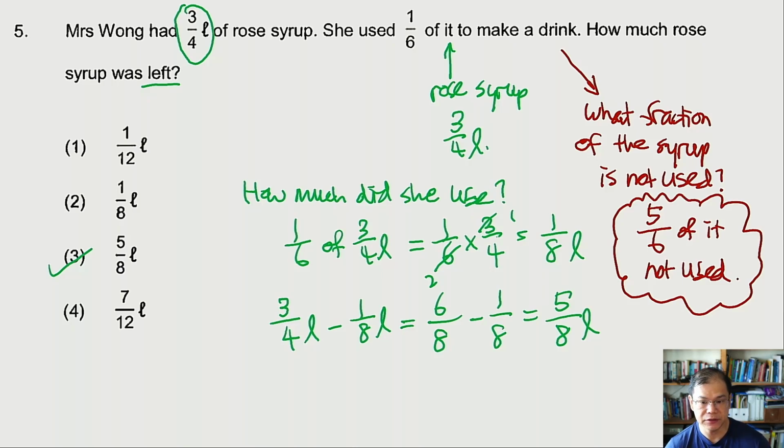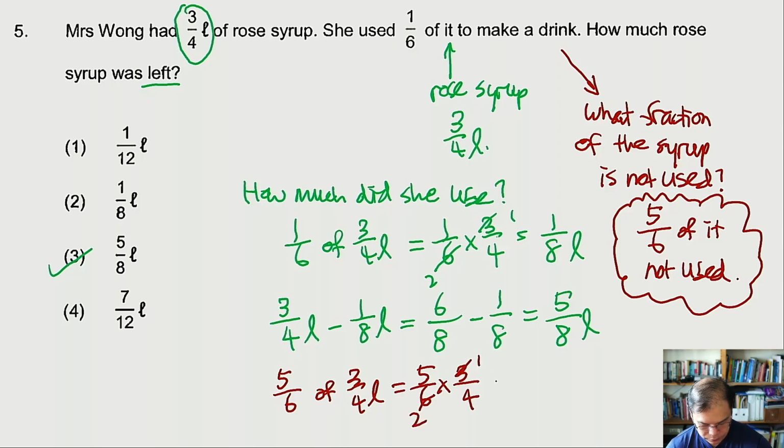So how much is this 5/6? Right? So 5/6 of 3/4 liters. Right? So 5/6 times 3/4. Okay, I get back the same answer, 5/8 liters. Okay.